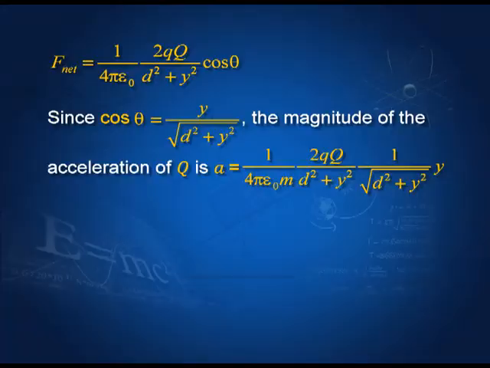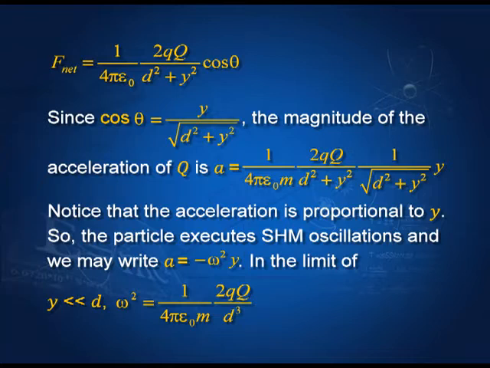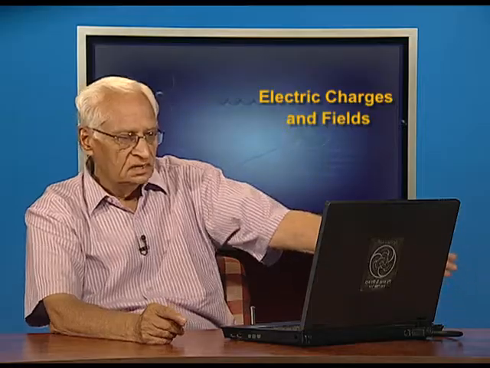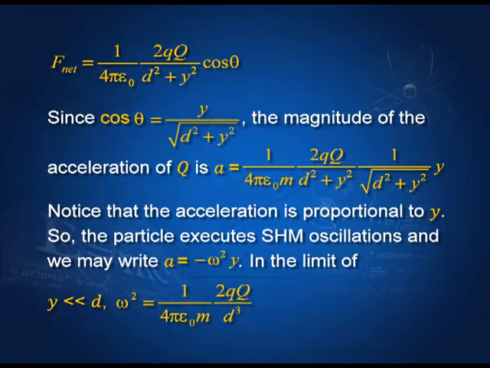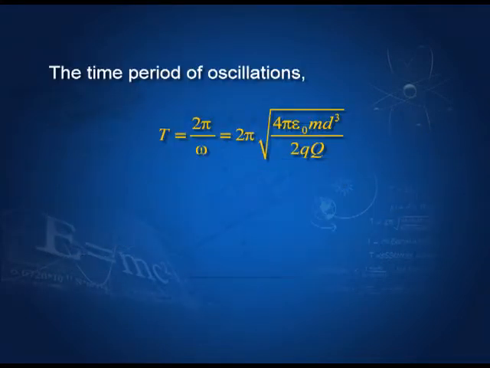I have done it here, and you can see the acceleration, which is the net force divided by m, and this cos theta is y by the square root of d squared plus y squared. Using this geometry, the acceleration is proportional to the displacement y and in the opposite direction, and therefore the charge will execute simple harmonic motion, and the time period would be given by 2 pi times the square root of 4 pi epsilon 0 m d cubed by 2 qQ.